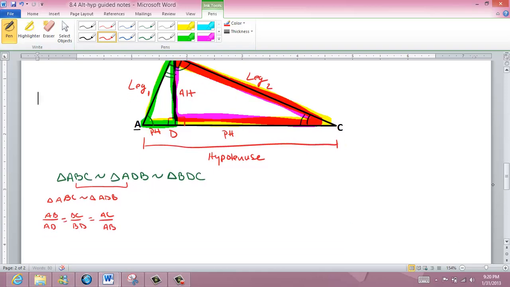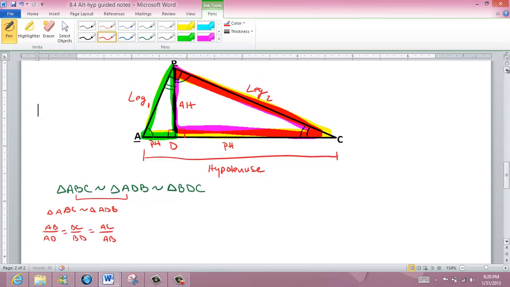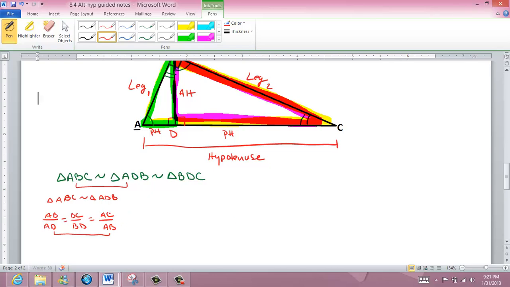What happens here is if I take the first and last ratios, I can create a geometric mean here. If I take this ratio, AC to AB equals, if I take this ratio, AB to AD, notice how we end up having a geometric mean here, because AB is the same as AB, so this ends up being a proportion where the means are the same.